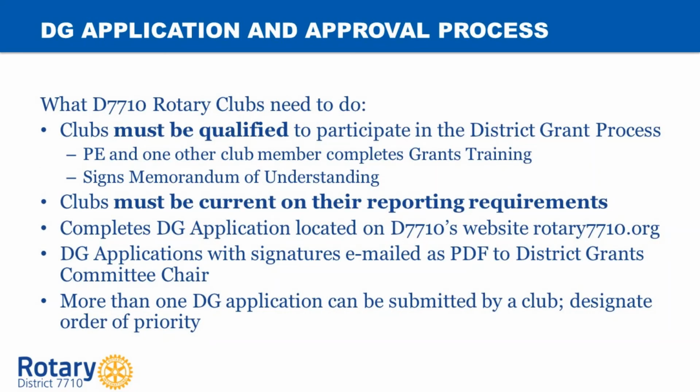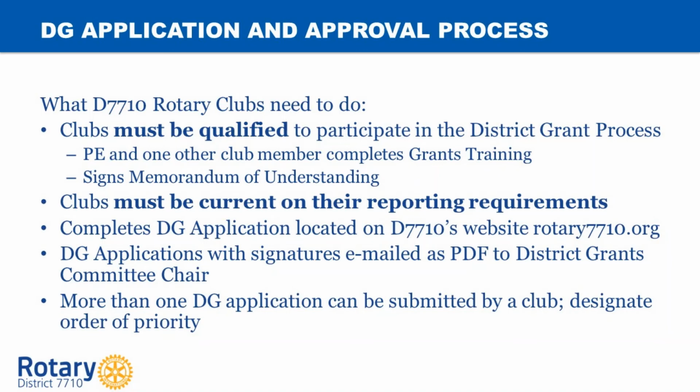Now let's consider the district grant application and approval process. As it is with global grants, clubs that want to participate in district grants must be qualified and be current on their grant reporting requirements. Once you and one other member of your club complete this training and sign the MOU, your club will be qualified. Most clubs understand the importance of being current on their reporting requirements because now is the time that clubs have to report on grants that they received for this Rotary year. If they don't, Mary Cam follows up with the club president because we need to be complete with our reporting as a district so that we can take part in next year's district grants.